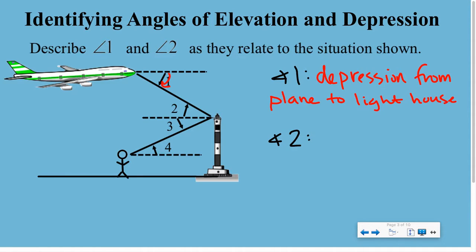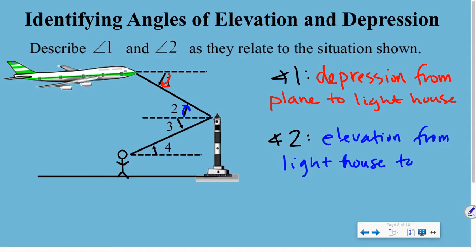Angle 2. First you have to decide if it's an elevation or a depression angle. Why would you say elevation? Because it's above the horizontal line that it's touching. Good. From where does angle 2 start? The lighthouse, and then it goes up to what? The plane. So this is from the lighthouse to the plane.